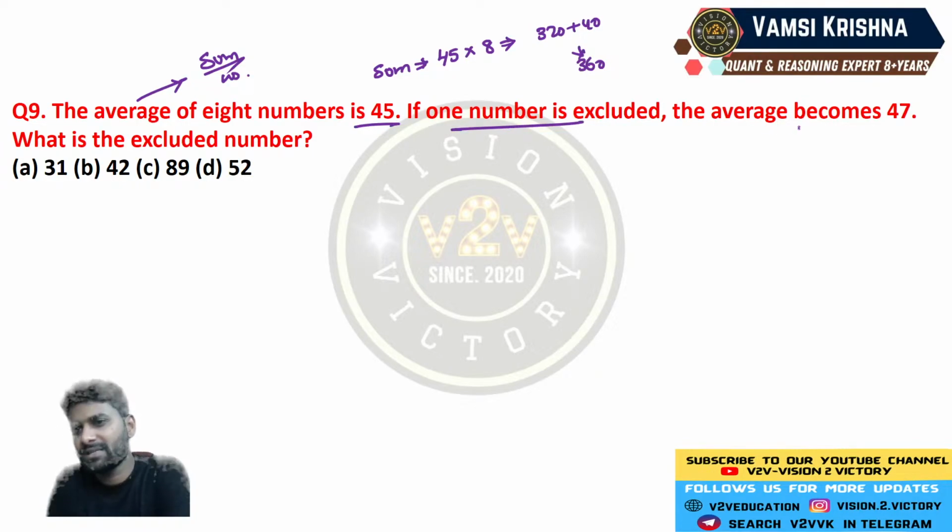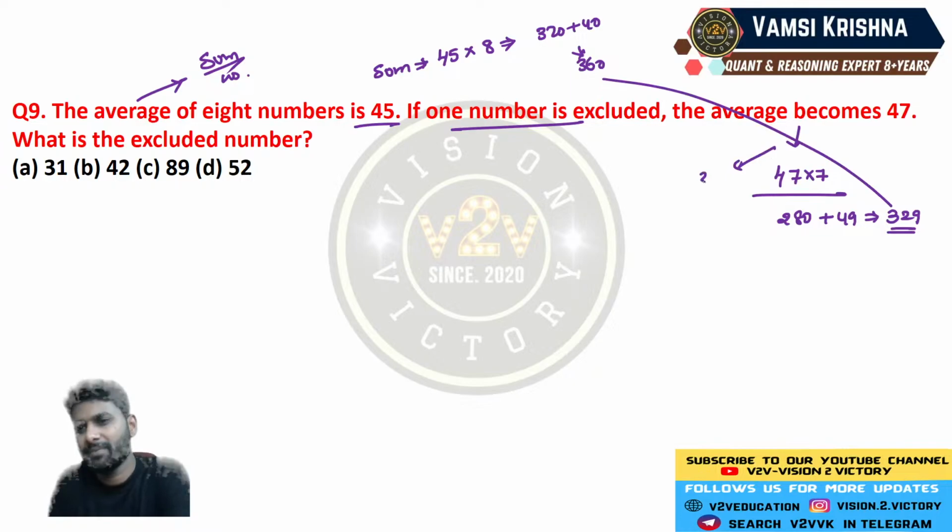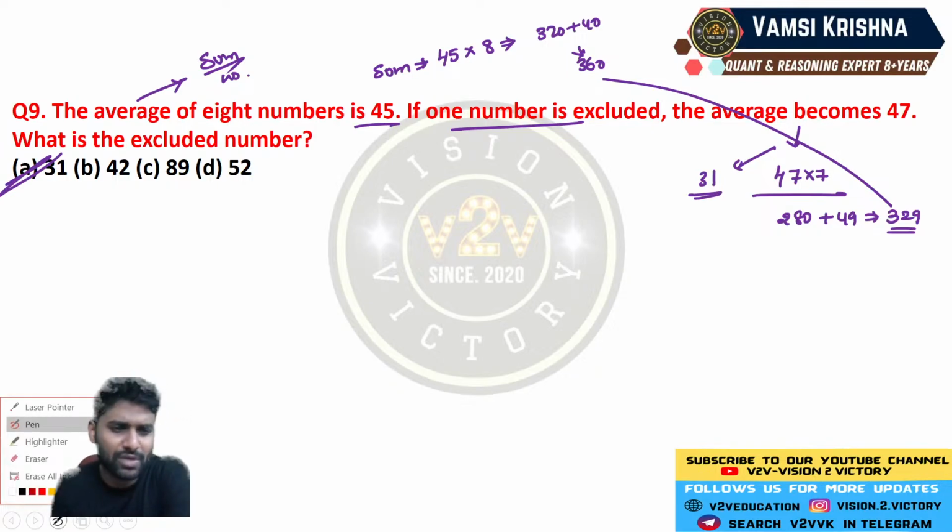If one number is included, then the average becomes 47. Now 47 must be multiplied by 7. 7 fours are 280, 7 sevens are 49. The total value becomes 329. Now the question is how much the value decreases, which means it is the value of that number. So the answer is 31. If you are good at multiplications, you can solve it in this way.